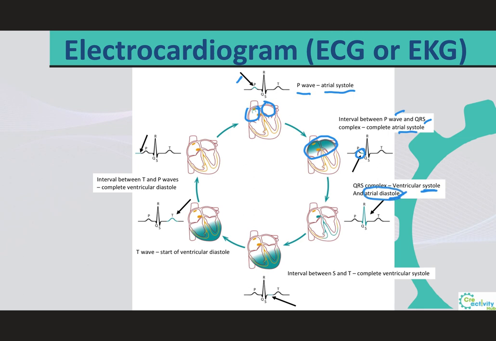Next, we have the interval between S and the T wave, and this is when you have the completion of the ventricular systole. Therefore, the ventricle is finishing up its contraction and moving on to the T wave. This will be the start of the ventricular diastole. And the last step is when we're going to tie it all up. So we will go from the interval between the T wave and the P wave, and this is when the ventricle finishes up the relaxation and prepares itself to start the atrial contraction again and form the P wave.